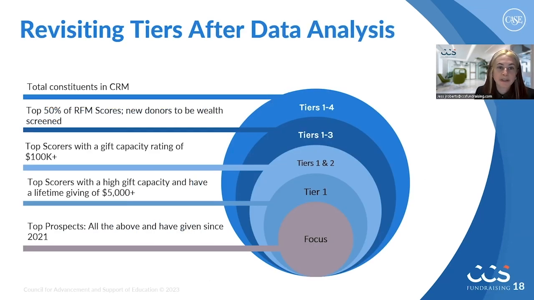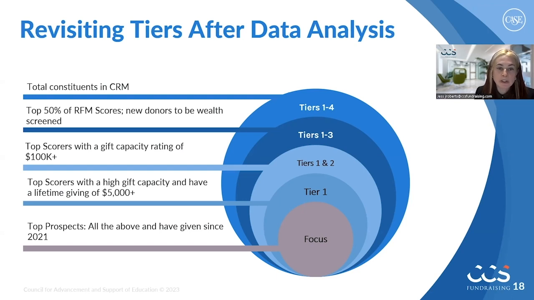This is our world famous CCS onion chart. This provides a quick snapshot to show you our process of how we went from everyone in your CRM to looking at RFM scores, narrowing down top prospects, looking at the top RFM scores and screening results, and then finally layering that on with giving and last gift date to find your top major donor prospects.